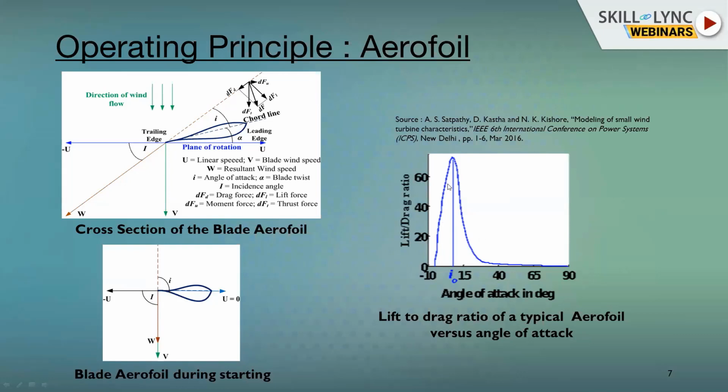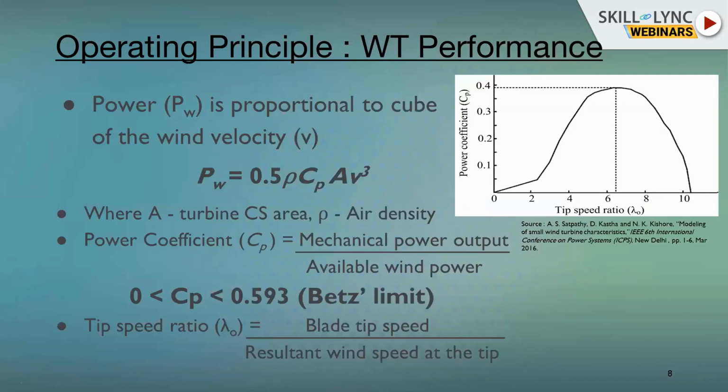If you see this curve, when small i is close to 90 degrees, we have very little lift to drag ratio, which will not be sufficient to make the blade rotate. If the blade is not rotating, we will not have the u component, so it will stay in this standstill condition. To avoid that, we need to understand the turbine performance. The first and foremost turbine parameter is the power capture.